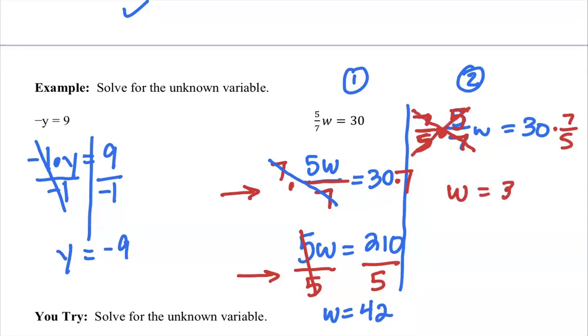And then over here, this would be 30 over 1 times 7 over 5. I am reducing 30 and 5. So that would be 42. 6 times 7 is 42 over 1, or just 42. So pick whichever way you see best. Both of them are fine.